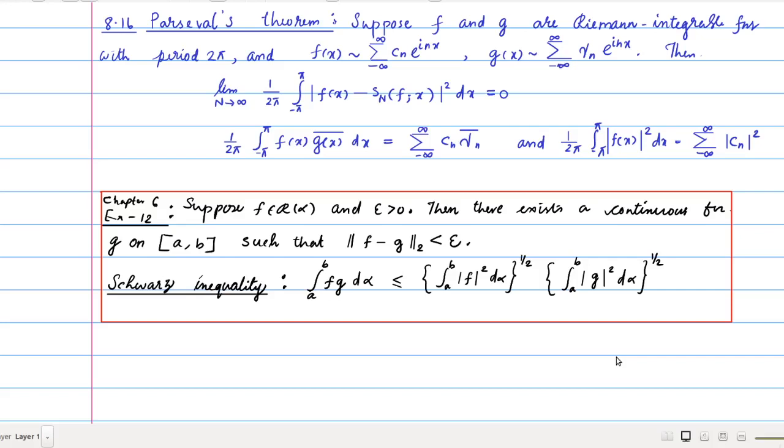We will discuss in the last theorem, theorem 8.16, Parseval's theorem, which concerns the convergence of the Fourier series.